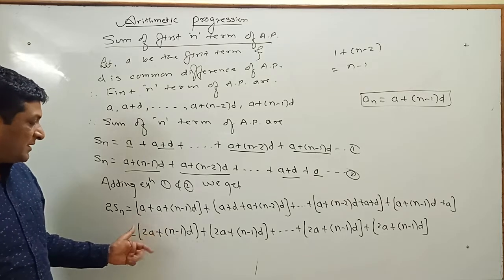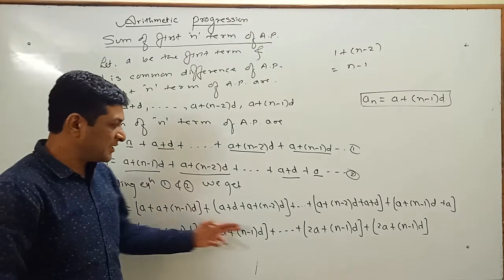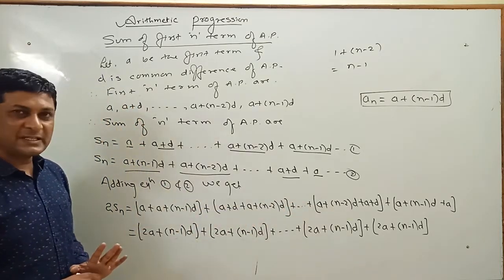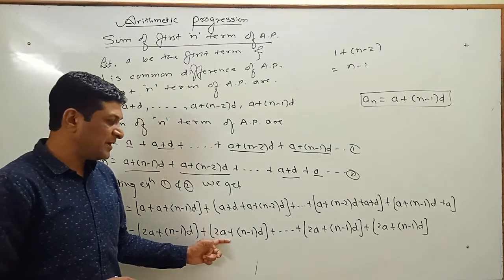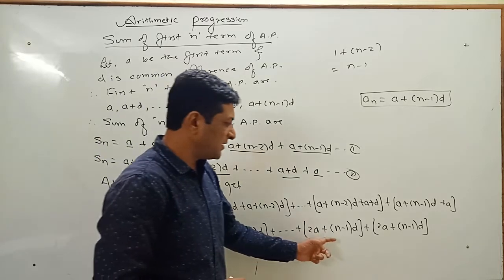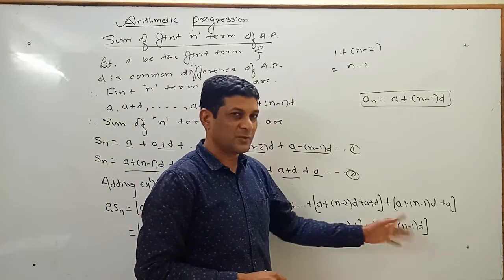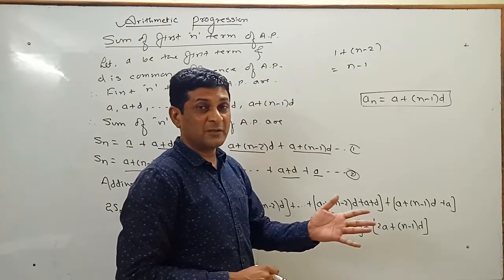Here, the sum of how many terms are there? N terms. Check whether every term is a like term. What is the first term? 2a plus n minus 1 into d. In every bracket, 2a plus n minus 1 into d is there. And in total, how many terms are there?